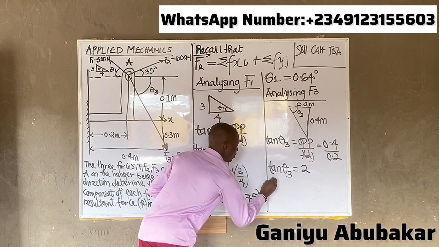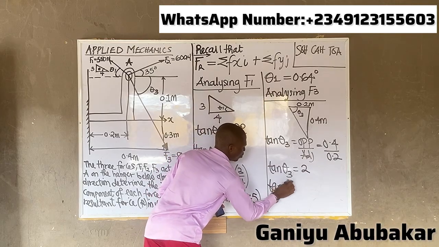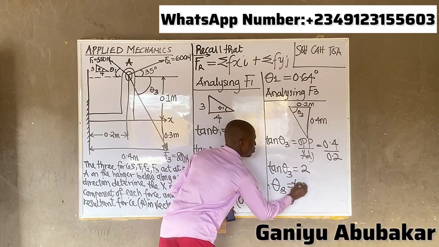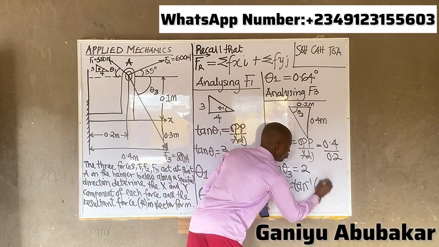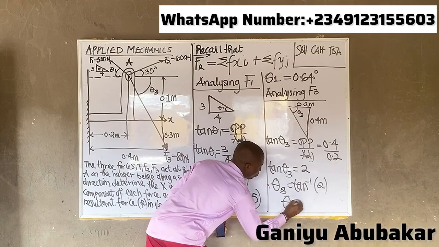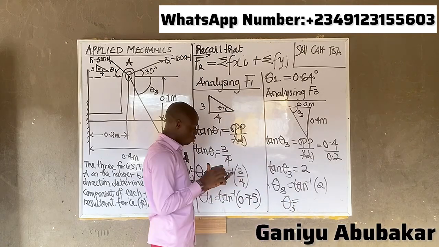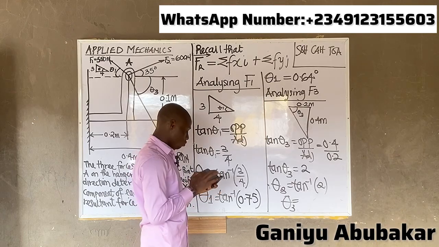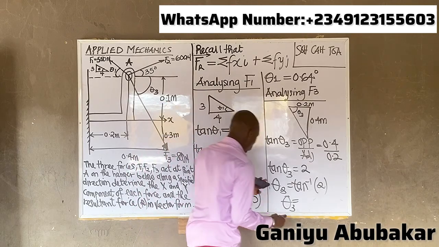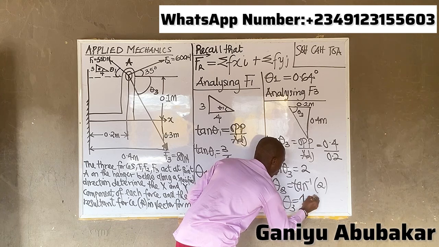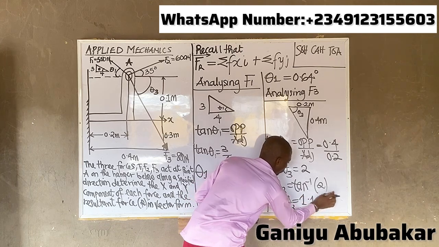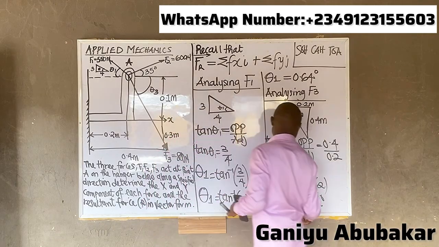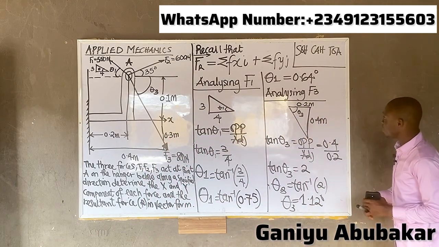Take tan inverse here. Theta 3 will be equal to tan inverse of 2. That's 1.10, or 1.12 degrees if I want to. So I've gotten theta 3, and of course I've gotten theta 1.